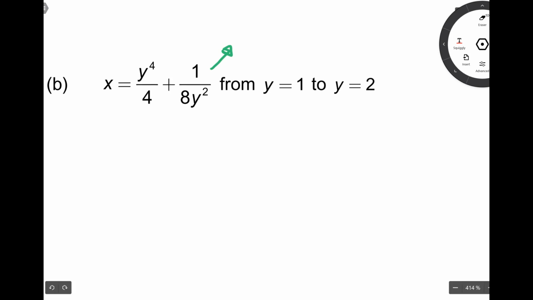Just FYI, another way to write this guy is 1/8 times y to the -2. Just so you remember that. Can't we just find a common denominator and then cancel a whole bunch out? Oh, but that wouldn't work, because then what would happen? Yeah, okay. I see. Alright, let's do this. So first step, dx dy.